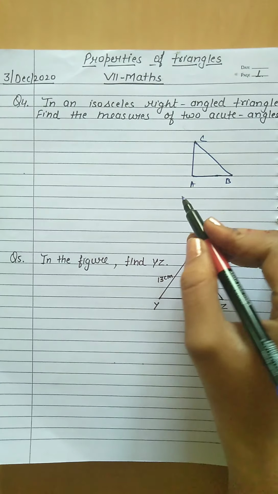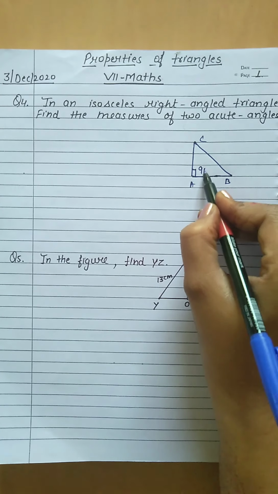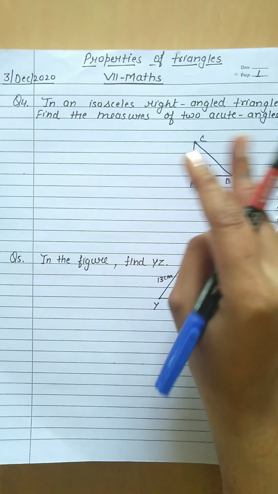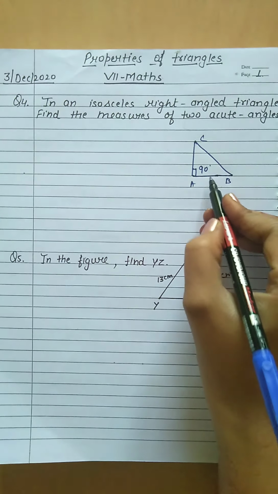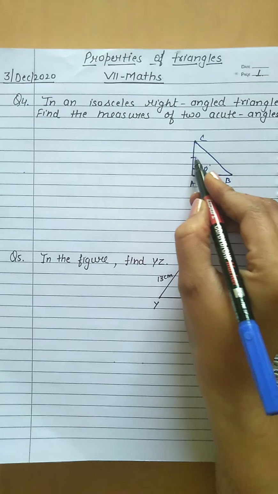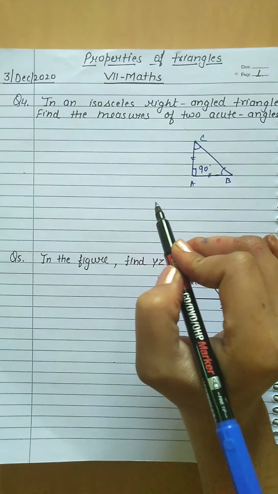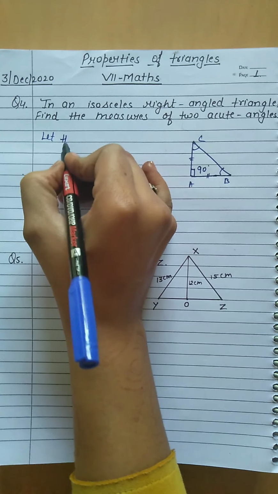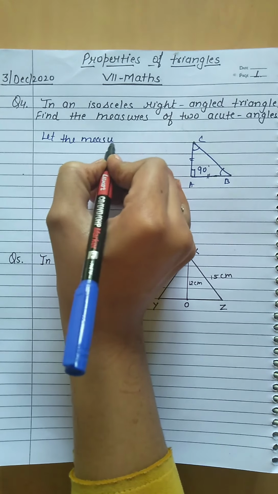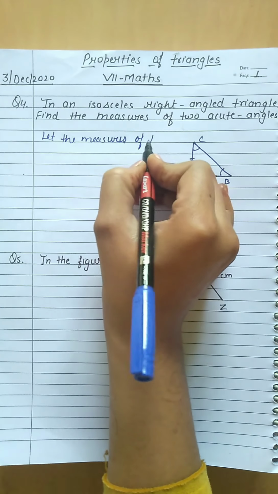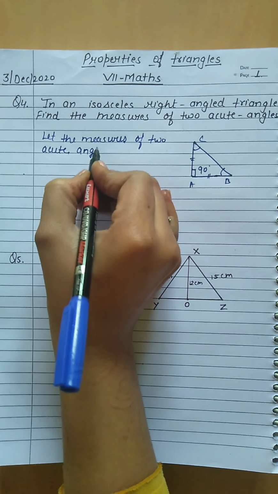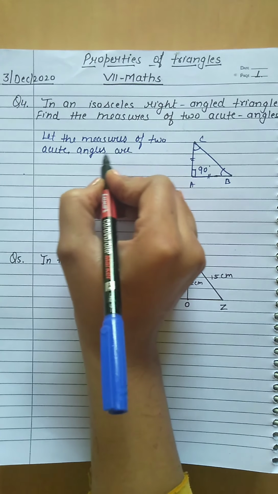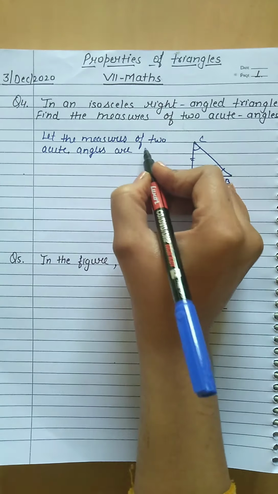Okay students, in a right angle triangle one angle is 90 degrees, and an isosceles triangle has two equal sides. Okay students, is that clear? So that means what are these two sides? Equal. Okay students, so you have to find the acute angles. Let the measure of the two acute angles be x and x.